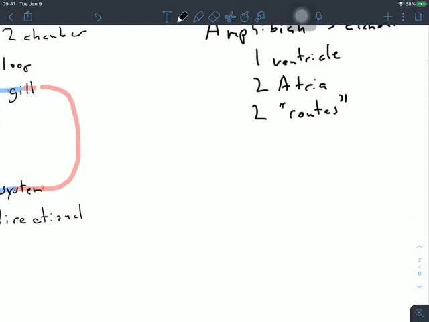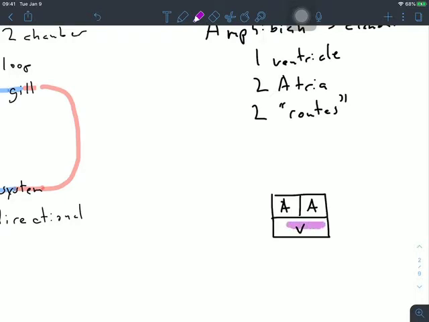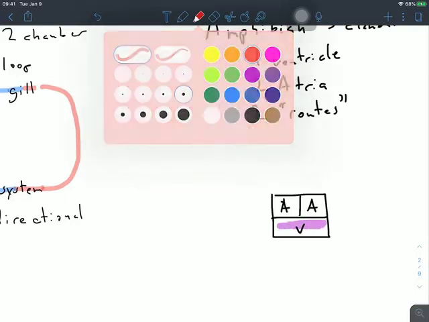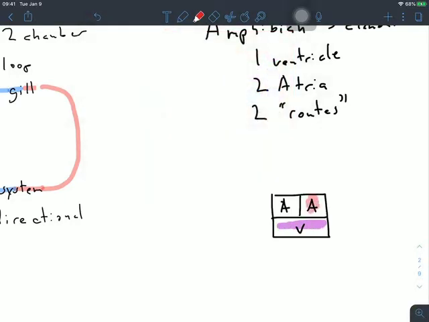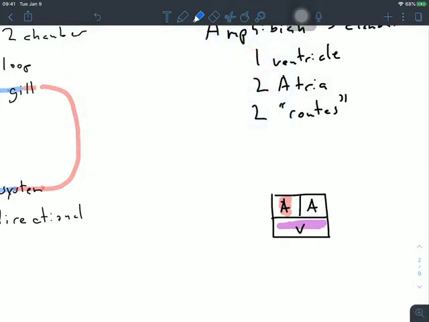Again, displaying the heart as a box, but in this case, a 3-chambered box. 2 atria, 1 ventricle, and the blood inside the ventricle, this time, is going to be a pool of blood that comes from an oxygenated atrium and a deoxygenated atrium.